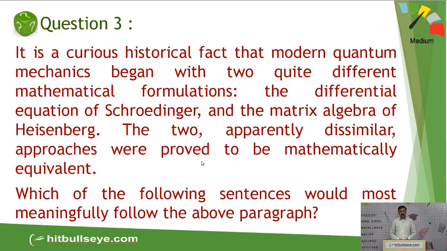Now question number 3 is based on para completion, what we call critical reasoning advance, where we cannot say the last line is related. We need to pick up the choice which will complete, which will follow this paragraph.